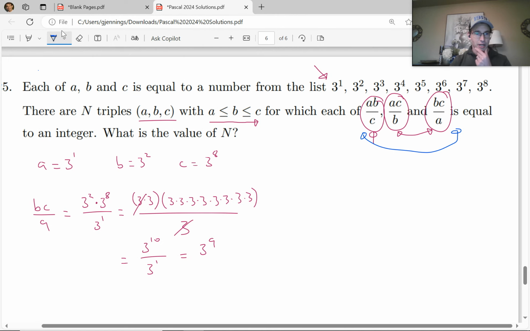Okay, so BC on A, 3 to the 2 times 3 to the 8 is equal to 3 to the 2 plus 8. When you're multiplying powers of the same base, you add the exponents, divided by 3 to the 1. So that would be 3 to the 10 divided by 3 to the 1, which is equal to 3 to the 10 minus 1. When you are dividing exponents of the same base, you subtract the exponents because you have these cancellations here.